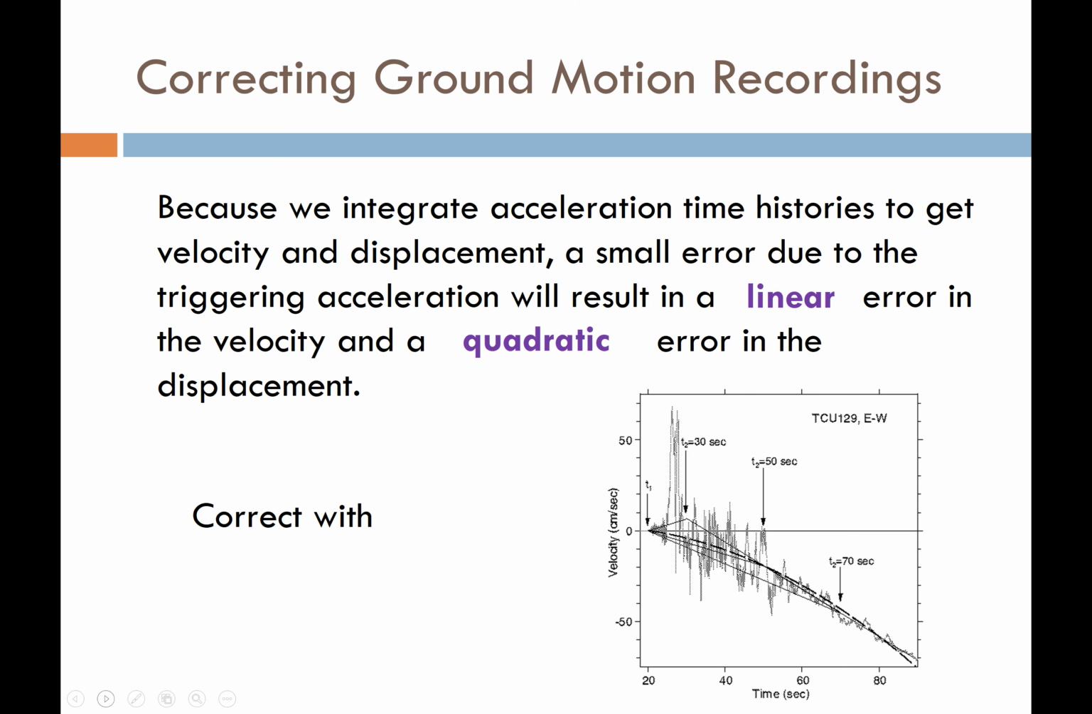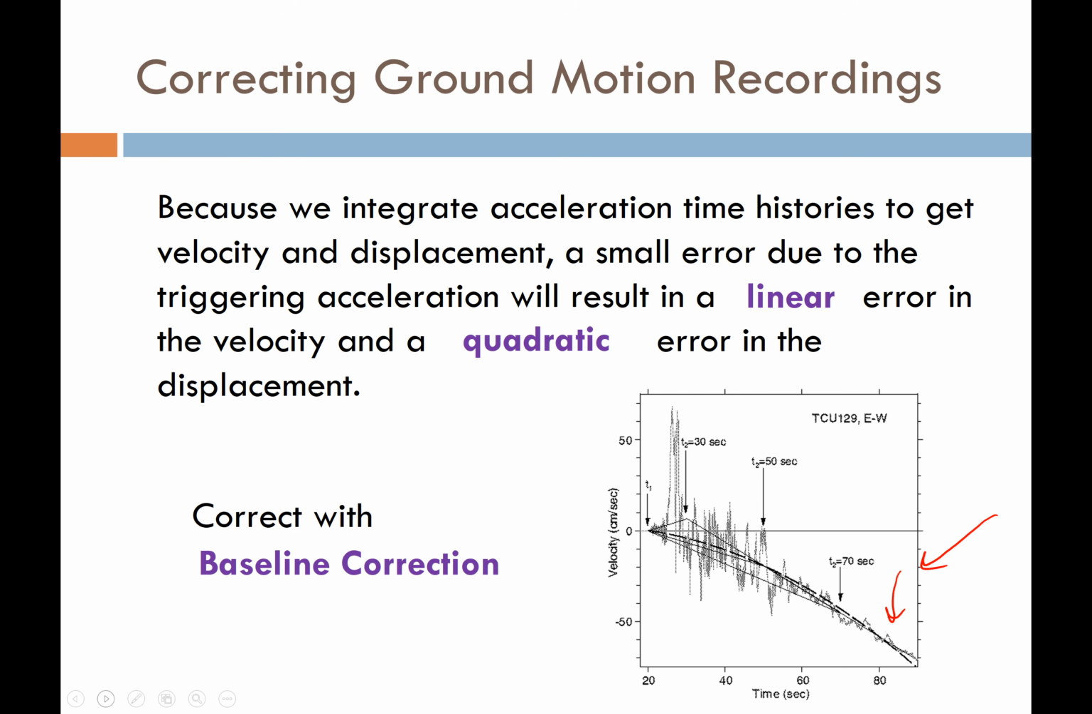And you can get some really freaky looking plots, like the plot down here, where you can see I have a velocity record versus time, and you can definitely see that we're getting some drift, that with time the velocity time history is moving down, down, down. So in general, we can correct these types of errors with what's called a baseline correction. We just subtract out the constant error in the acceleration, and then reintegrate it, and we correct the velocity and the displacement.